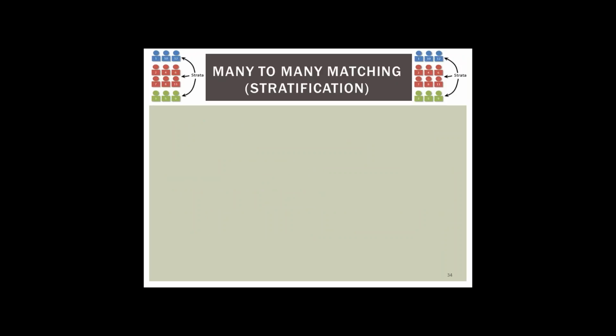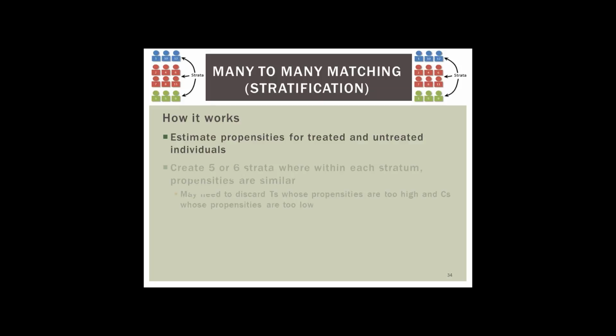The next type of matching you can do is many-to-many matching, or sometimes it's referred to as stratification. How this algorithm works, remember way back when we talked about the distance metric as a propensity score. We have estimated those propensity scores for both the treatment and comparison units. You use those scores and try to create like 5 or 6 strata, where within each of the strata, the comparison and treatment units have very similar propensity scores.